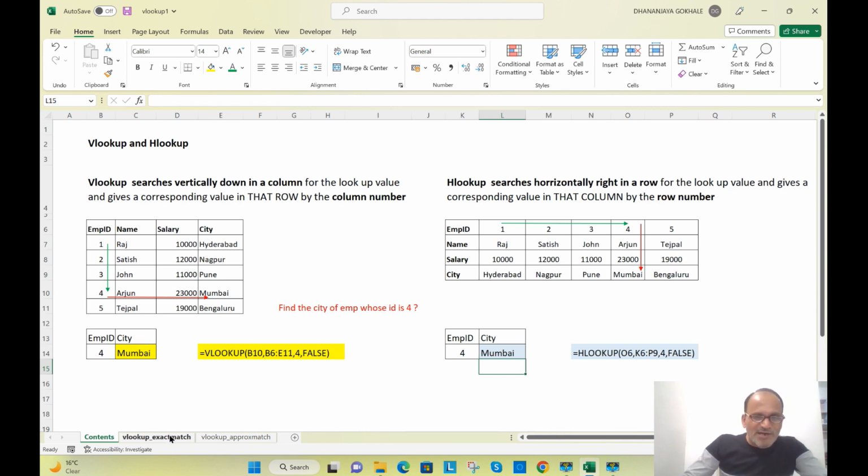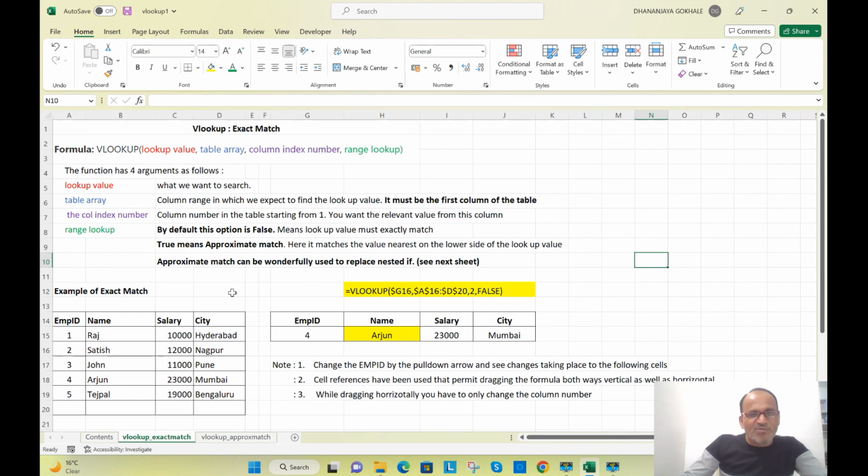Now let's see the details. Now it should be simpler and easy to understand. Here is how the formula looks. The first argument is called the lookup value. What does it mean? It is what we want to search for, say the EMP ID. And then the next argument is the table array.